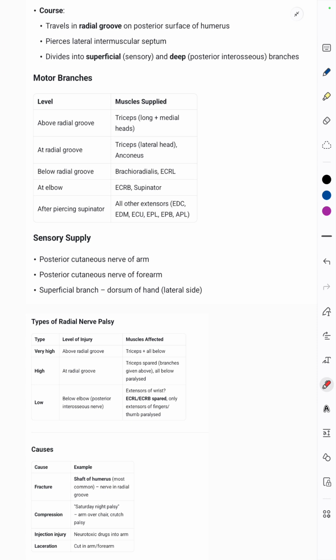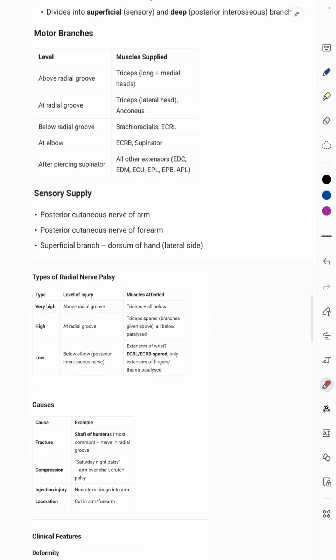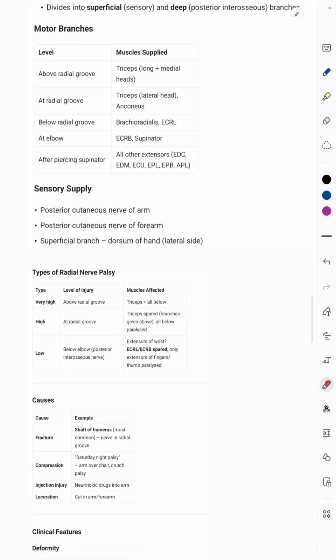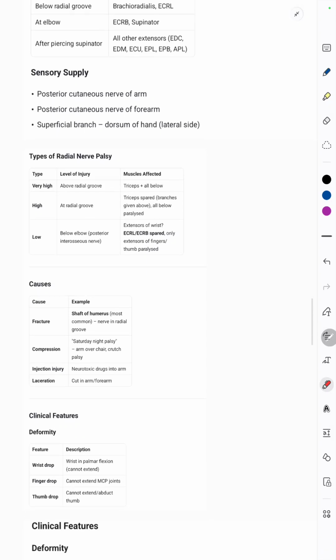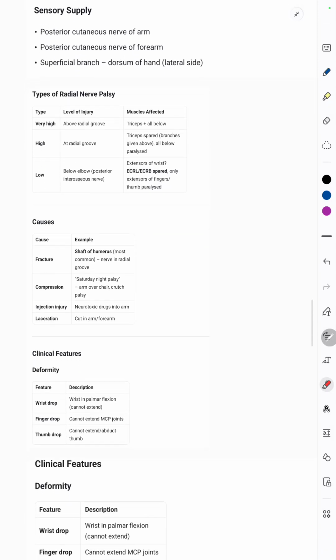Now, the very important sensory supply: it supplies the posterior cutaneous nerve of arm and forearm, and the superficial branch supplies the dorsum of the hand. Now, only on the lateral side.